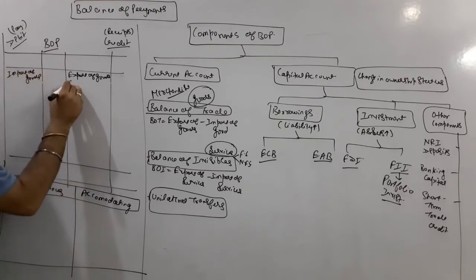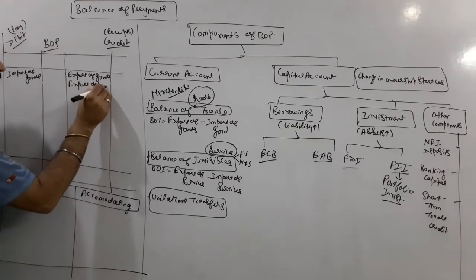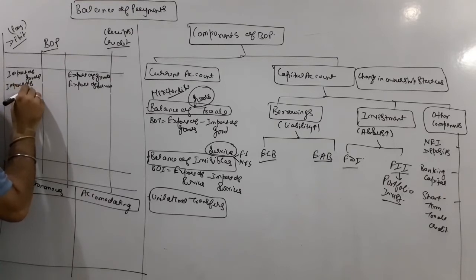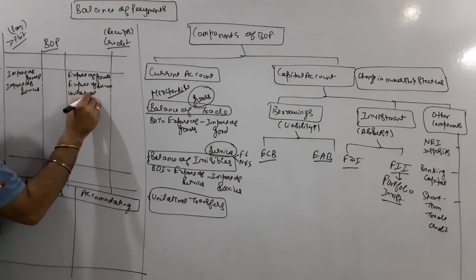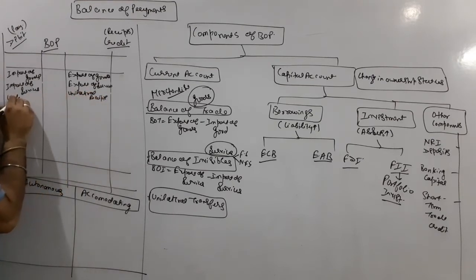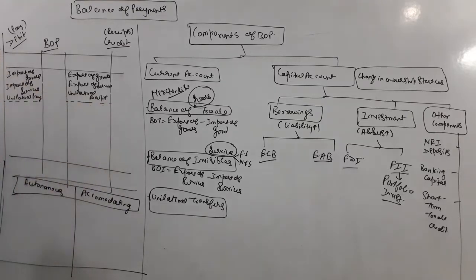Next is export of services, which comes under the head credit side. Next is import of services, which comes under the head debit side. Next is unilateral receipts. Next is unilateral payments. These were the situations of the current account. Now we are getting the situations of the capital account.